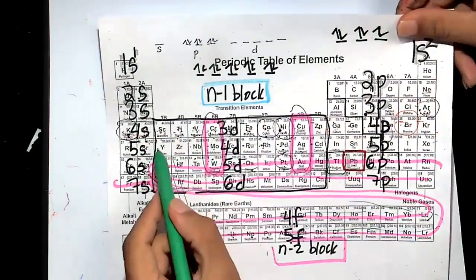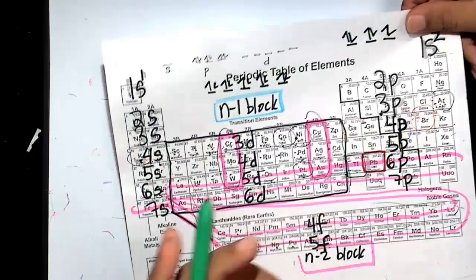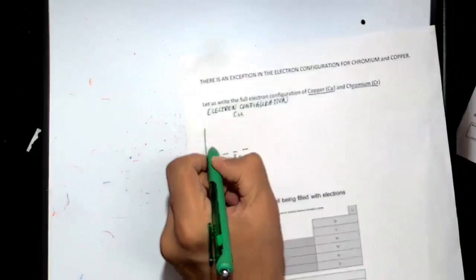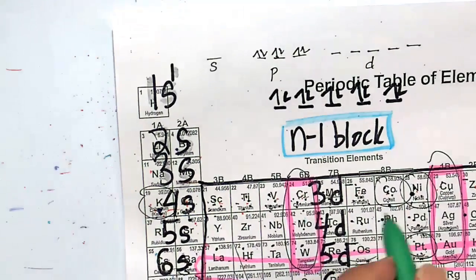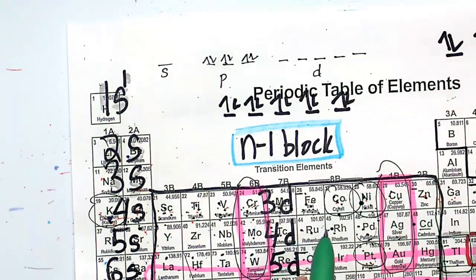Okay, after 3p they go to 4s and 3d and 4p. Okay, so I'll stop there. All right, so electron configuration of copper. All right, how many electrons are in copper? 29. Okay.